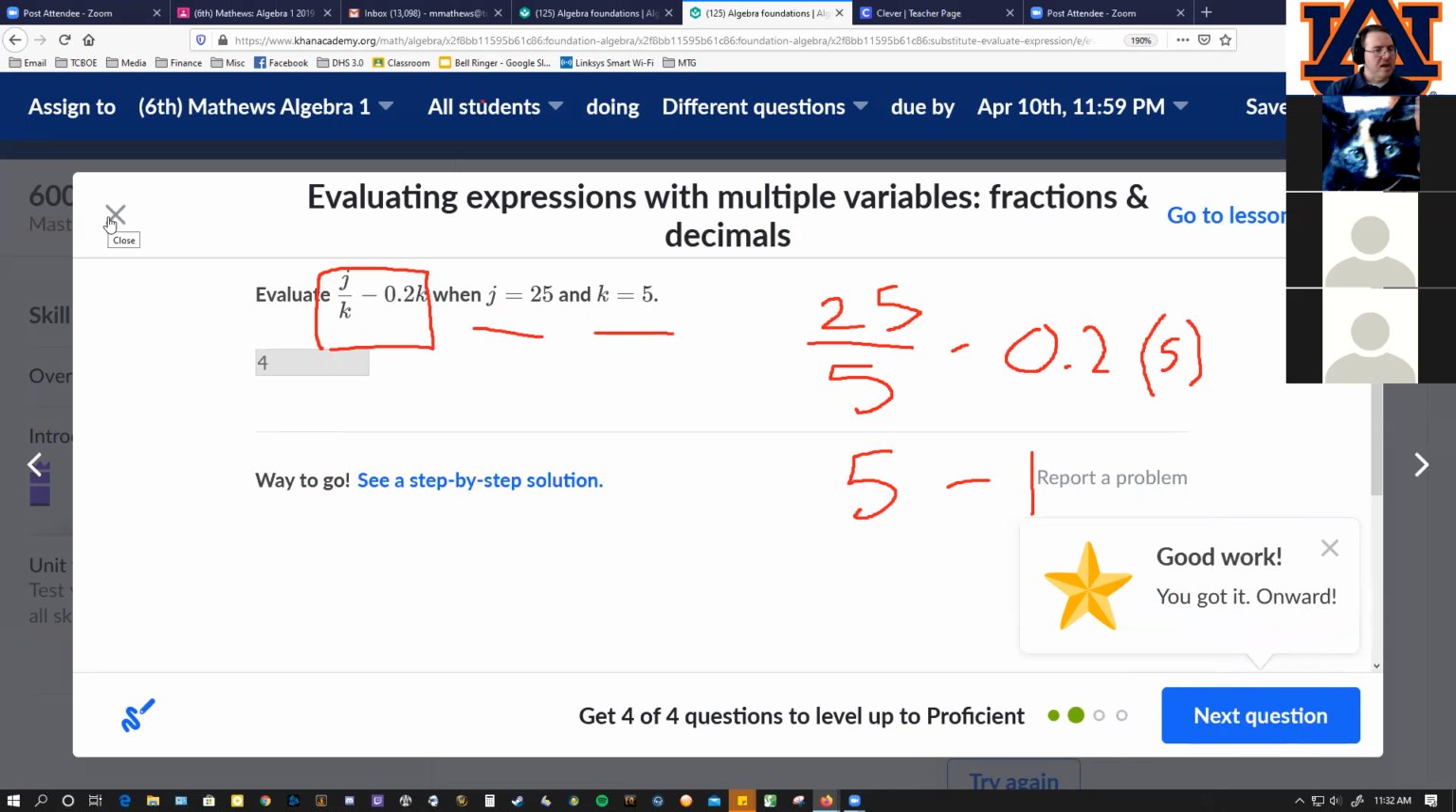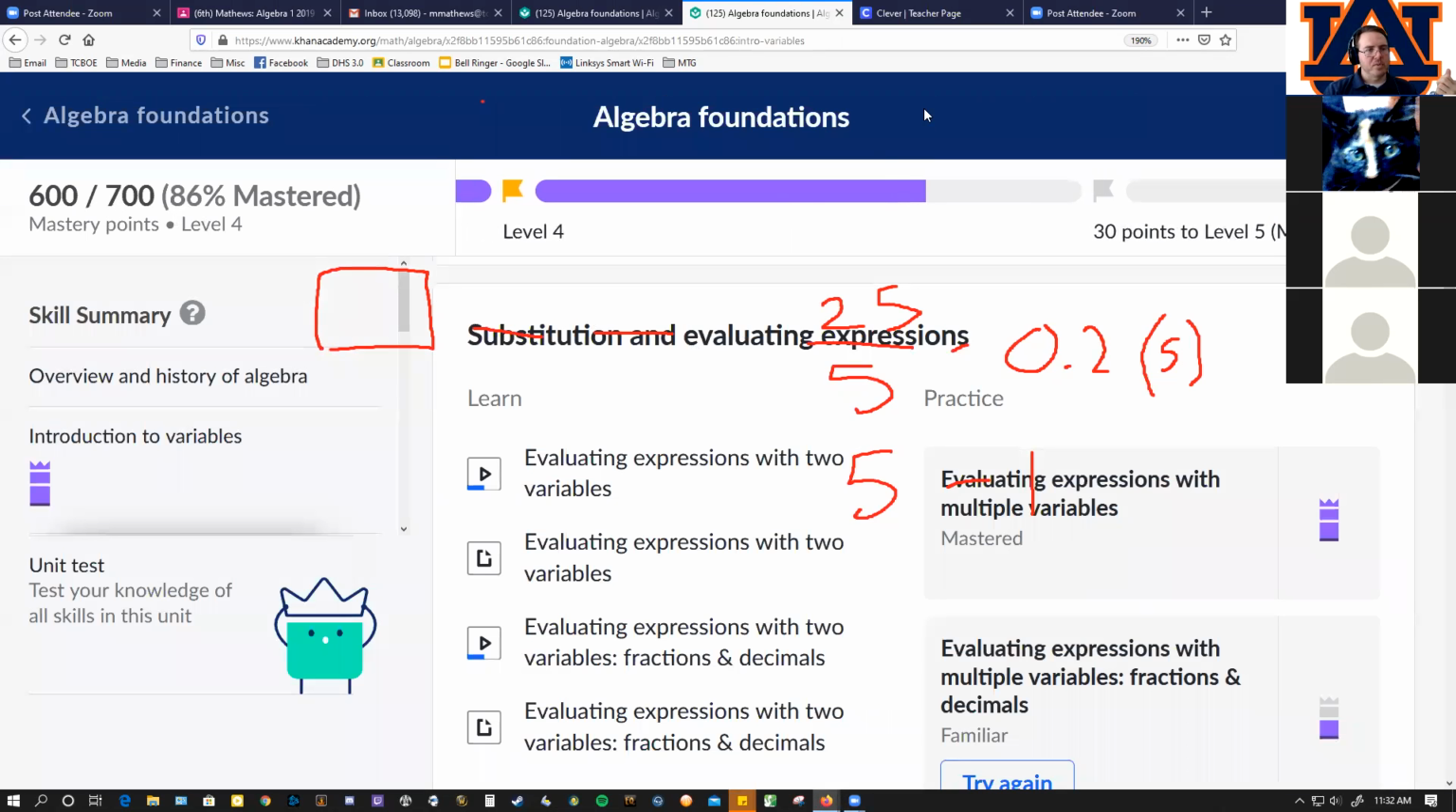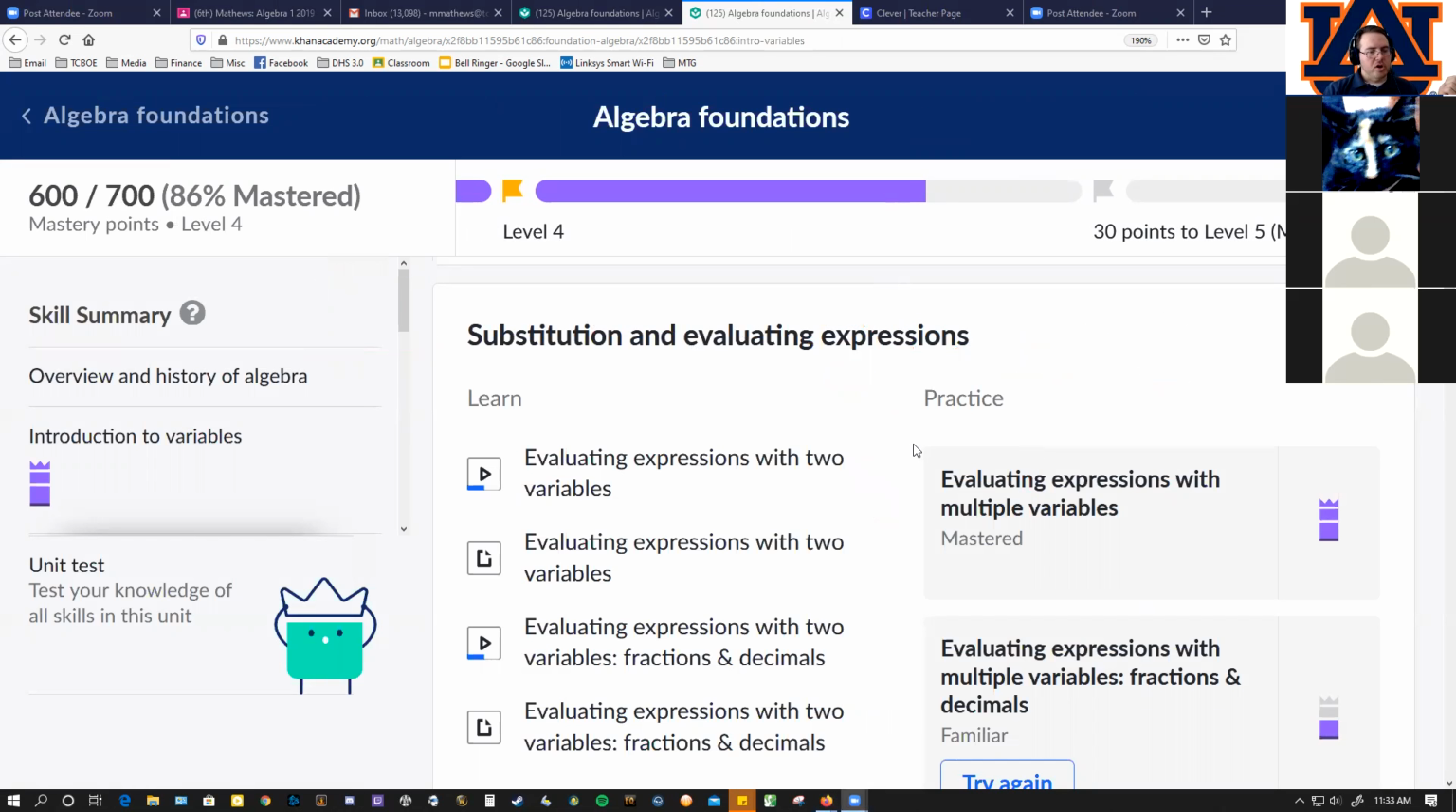Now I scheduled these Algebra 1 sessions for 45 minutes, which gives me a 15-minute break to run in the other room and make a 5-year-old a peanut butter and jelly sandwich and make sure the 11-year-old is doing his chores. So hopefully in 45 minutes we can get a good chunk of work done.